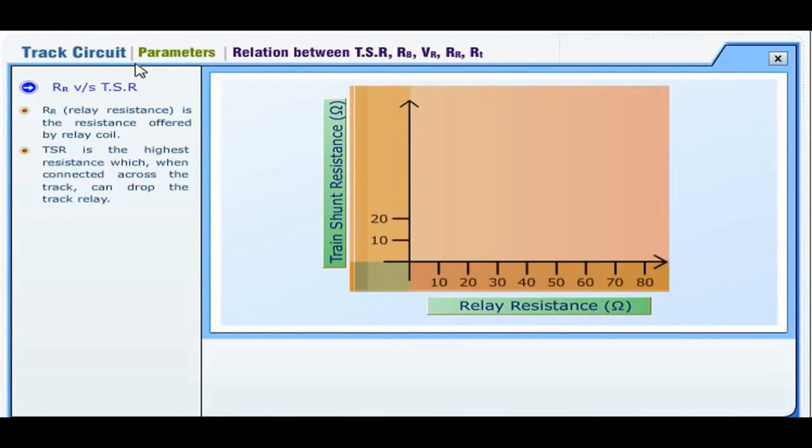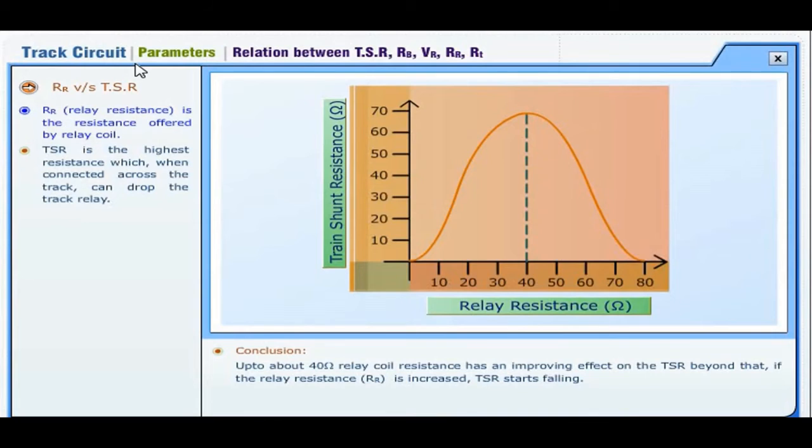RR versus TSR. RR, that is relay resistance, is the resistance offered by relay coil. TSR is the highest resistance which, when connected across the track, can drop the track relay. From the graph given on screen, we can conclude that up to about 40 ohm relay coil resistance has an improving effect on the TSR. Beyond that, if the relay resistance RR is increased, TSR starts falling.